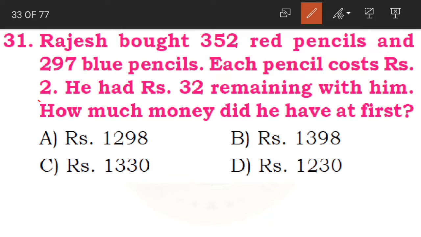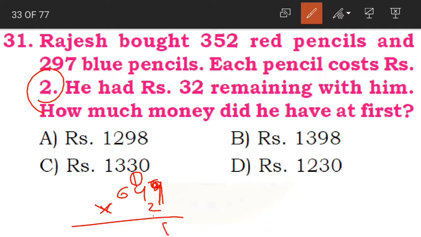What is the total cost? 2 rupees each. Yes children, now what will be the total cost? 649 into 2. When such each is given, we need to multiply. 9 2s are 18. 2 4s are 8, 9. 2 6s are 12. What is the total cost? 1,298. Now here we have option A, 1298, but this is not our correct answer.